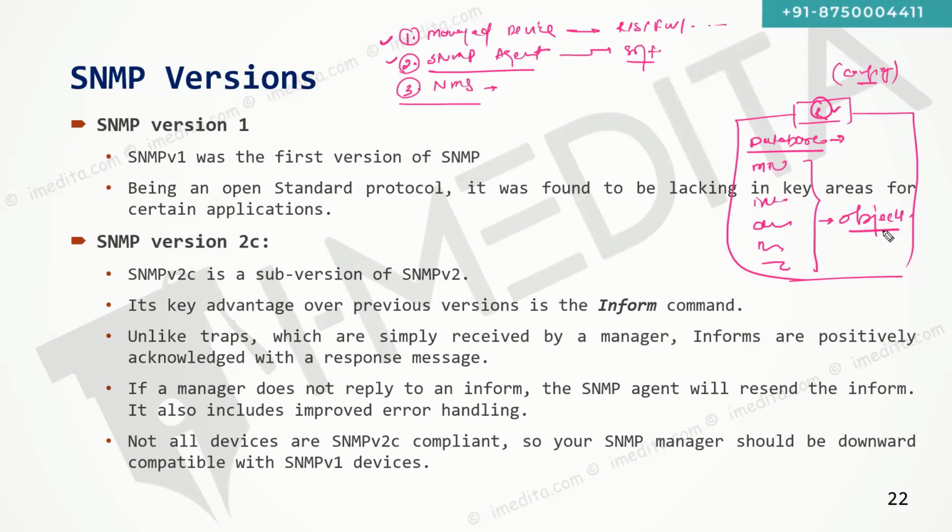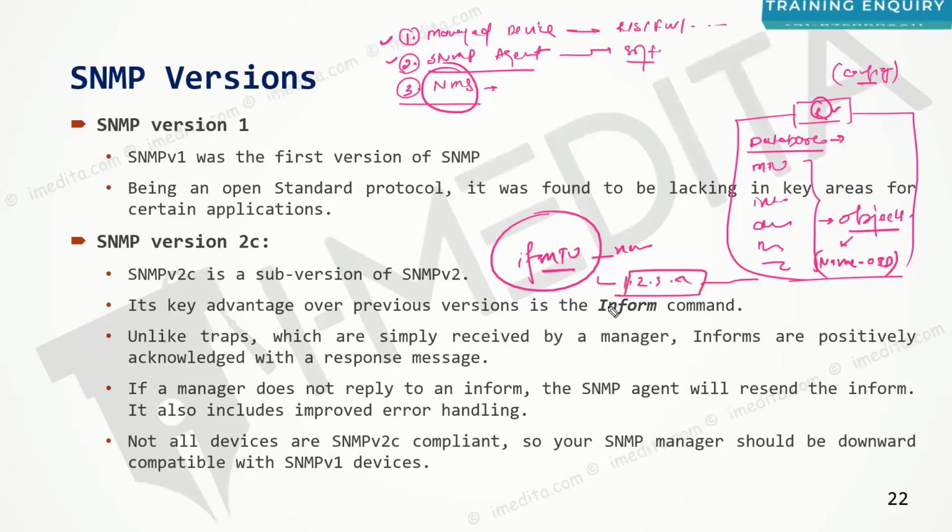These are the objects that can be queried by the network management station for a variety of information. Every object is defined by a name, and every object is also given an ID, a numerical value, which is what we refer to as the object ID. Object name means something such as MTU, maximum transmission unit, IF MTU, interface MTU. So this is the name of the object, and this object will have an ID like 1.2.